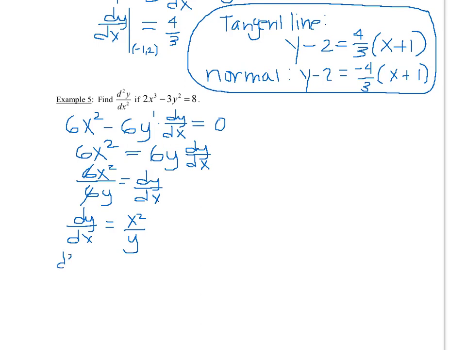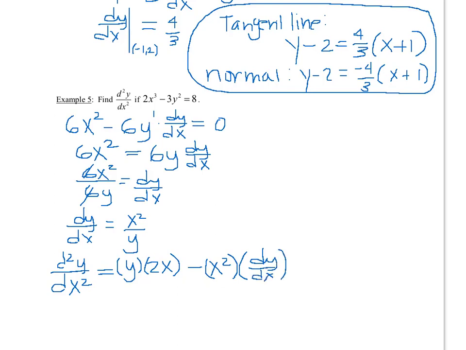So if you take the derivative of dy/dx, you'll have d squared y/dx squared equals, and now you're going to have to do a quotient rule. So low is y, d high is 2x, minus high, and then d low, but d low is dy/dx. Sounds like I'm speaking another language right now. Some of you guys are like, you are.